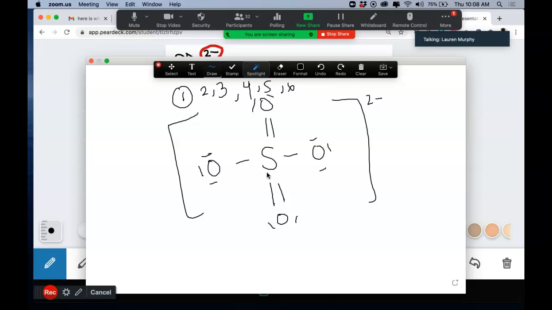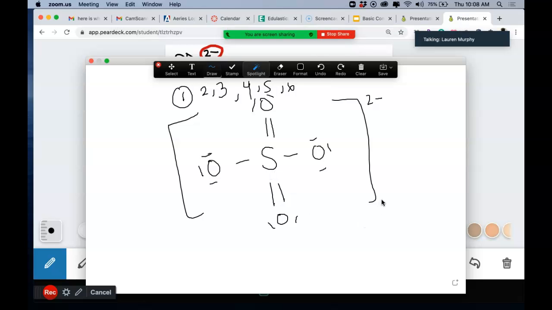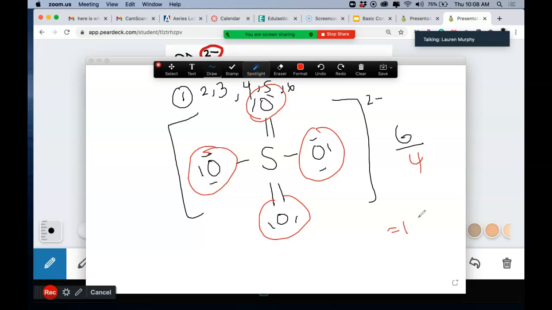Questions so far? What's the bond order? Let's refresh our memory on how you do that. For bond order, you count how many bonds there are. There are 1, 2, 3, 4, 5, 6 bonds. And then you divide it by what are called the bonding domains, aka how many things are bonded to your central atom: 1, 2, 3, 4. So 1.5. So this guy has a bond order of 1.5, 1.5, 1.5, 1.5.